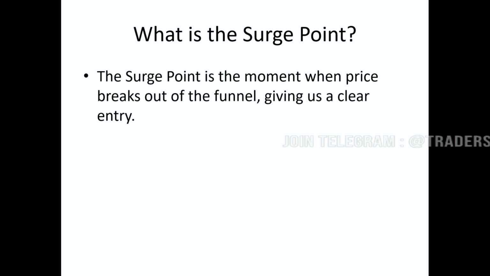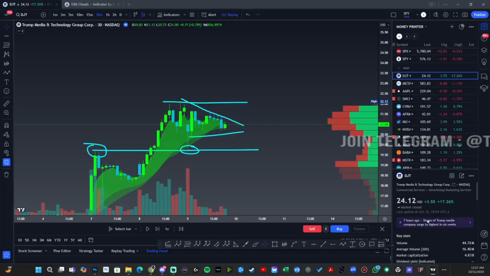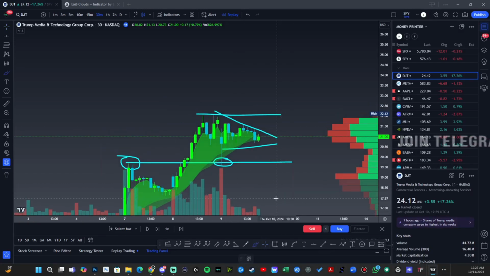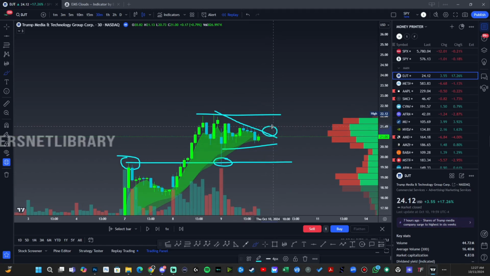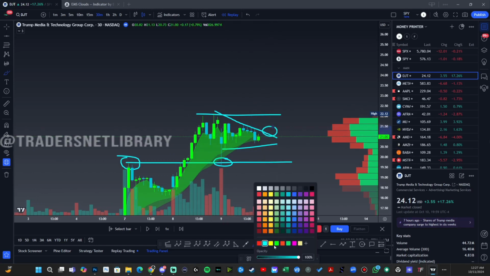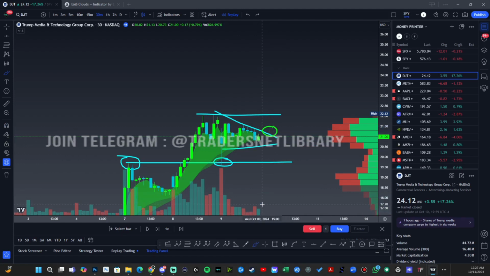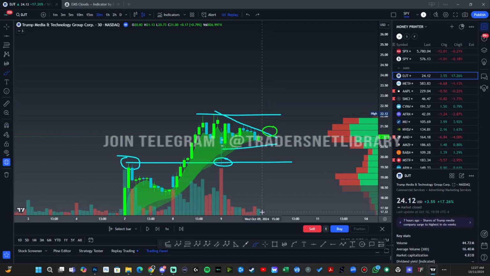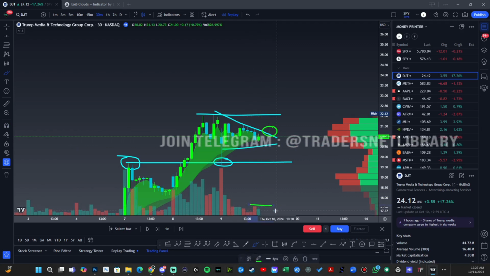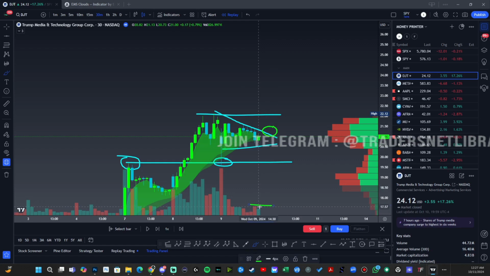So the surge point. Let's go over a few examples of the surge point. In this example, we'd want to take an entry as soon as it starts to break out through that resistance. I could change the color here. Through that resistance, and we want to see the volume increase. You might ask, how do I know if it's increasing? We want to see it start pushing through or over the previous candle. So this is where we enter in this example.